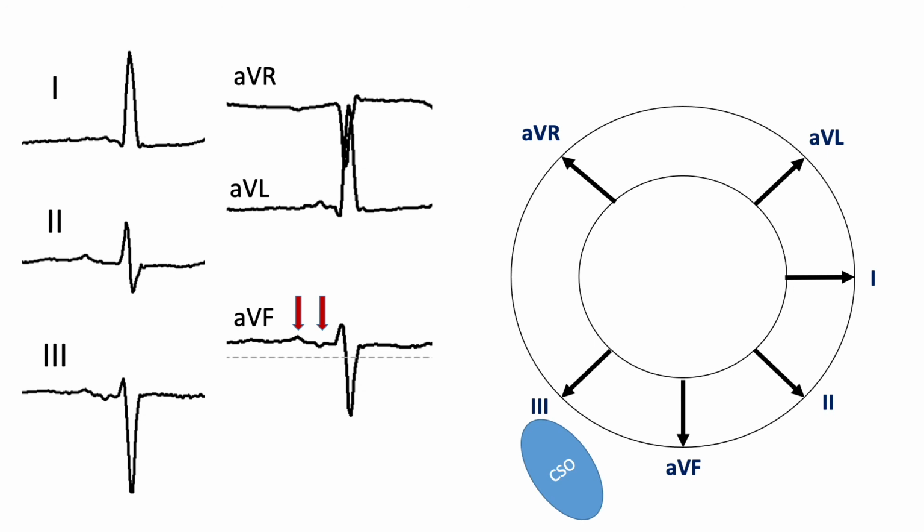It is very interesting to see also that lead aVR and lead 2 are perpendicular to the activation direction, and therefore the left atrial component of the P-wave in both leads 2 and aVR is isoelectric.